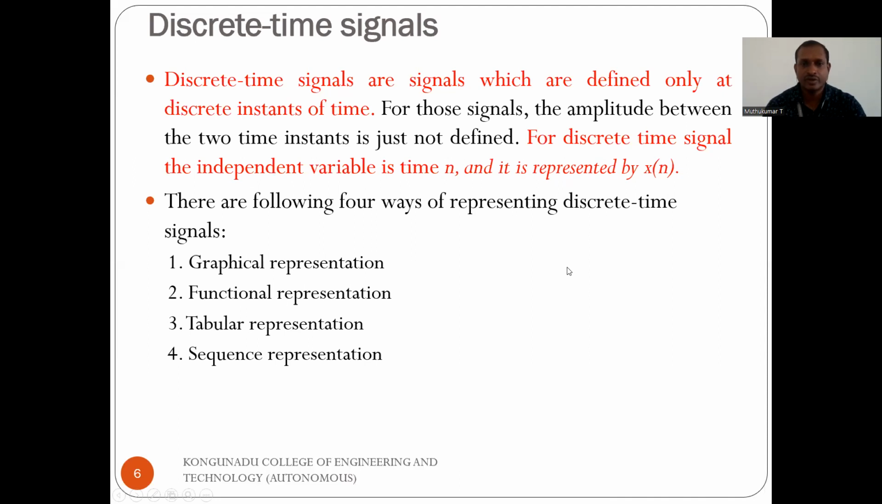There are four ways of representing discrete time signals. One is graphical representation. Another one is functional representation. The third one is tabular representation. The fourth one is sequence representation.